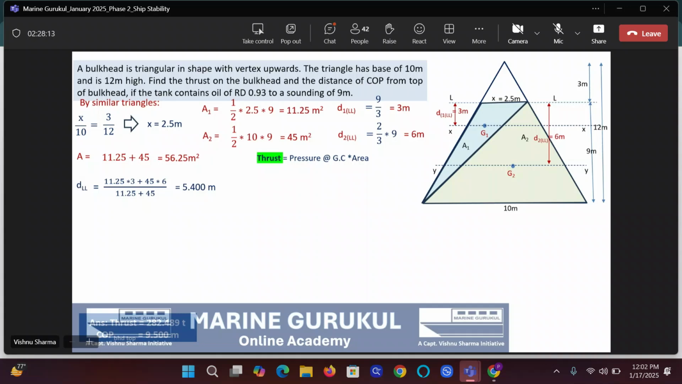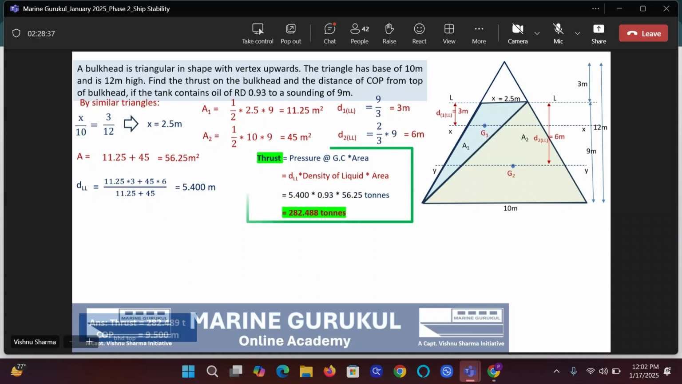Pressure at GC into area. The thrust is 281.48. Very good, very good. Shabash. It's 282.488 tons, guys. Okay, and that's correct. Yes, sir.